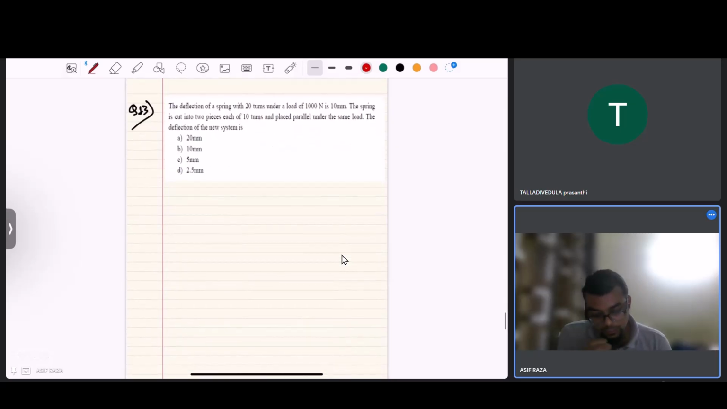Yeah. So this question is: the deflection of a spring with 20 turns under a load of 1000 Newton is 10 mm. The spring is cut into two pieces, each of 10 turns, and placed in parallel under the same load. The deflection of the new system is.